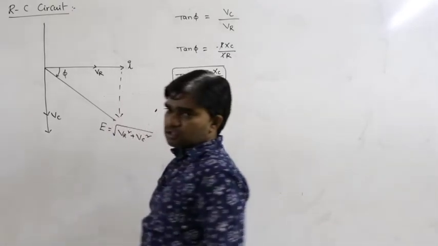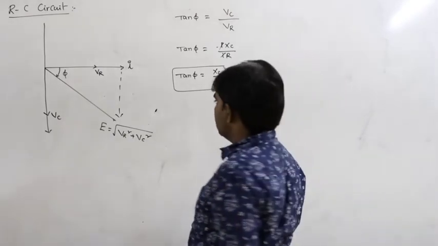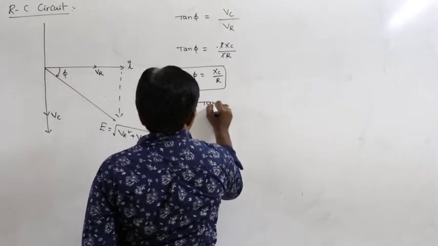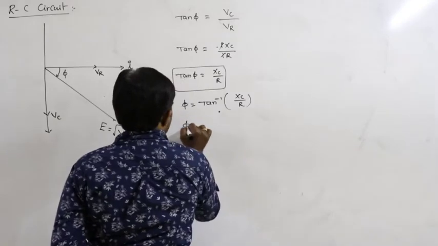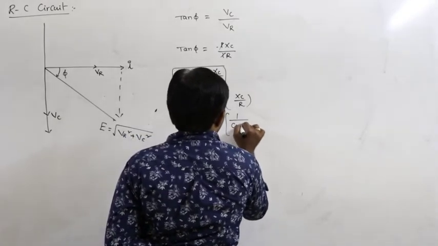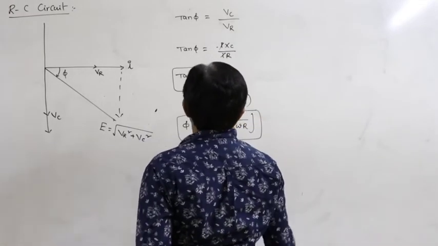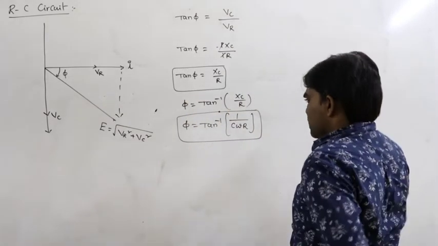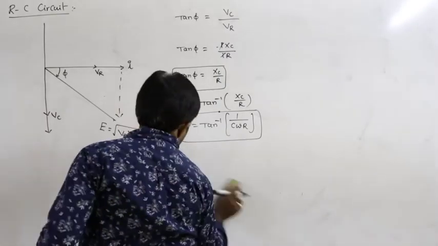So from this what we wrote? Tan phi is equal to XC by R. Phi can be written as tan inverse XC by R. XC can be written as 1 by C omega, so phi is equal to tan inverse 1 by C omega R.